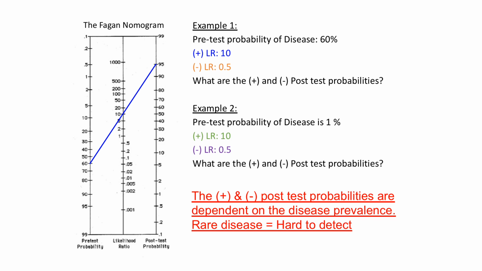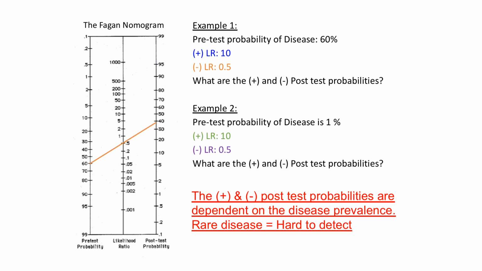Starting on the left side of the nomogram, at a pre-test probability of 60%, we can draw a straight line through the positive likelihood ratio of 10, which ends up at 95. 95 is the positive post-test probability. This means that there's a 95% chance that the person testing positive has the disease.